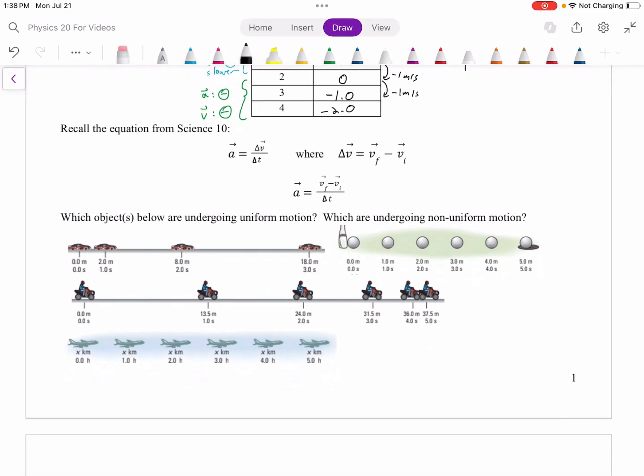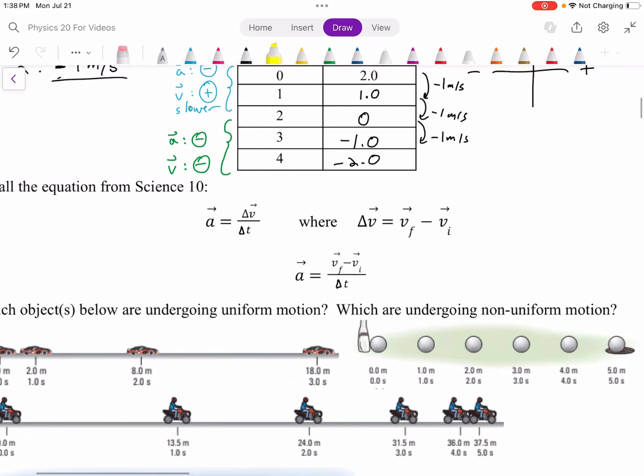Okay. So, one more thing I'll mention here. Remember, a change in anything, to find a change in velocity, you'll just take the final velocity and subtract the initial velocity, right?